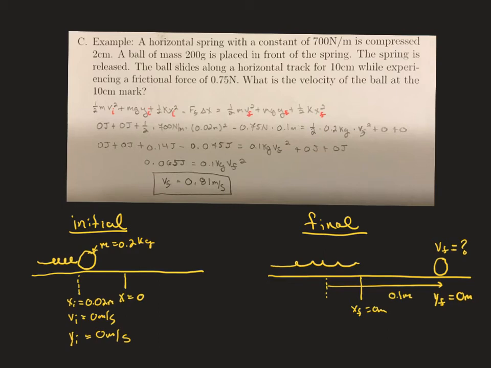Alright, so in this problem we have a horizontal spring with a constant of 700 newtons per meter. So let's highlight that because we're going to need that value in a moment. And it's compressed 2 centimeters. So that's what I've drawn here.